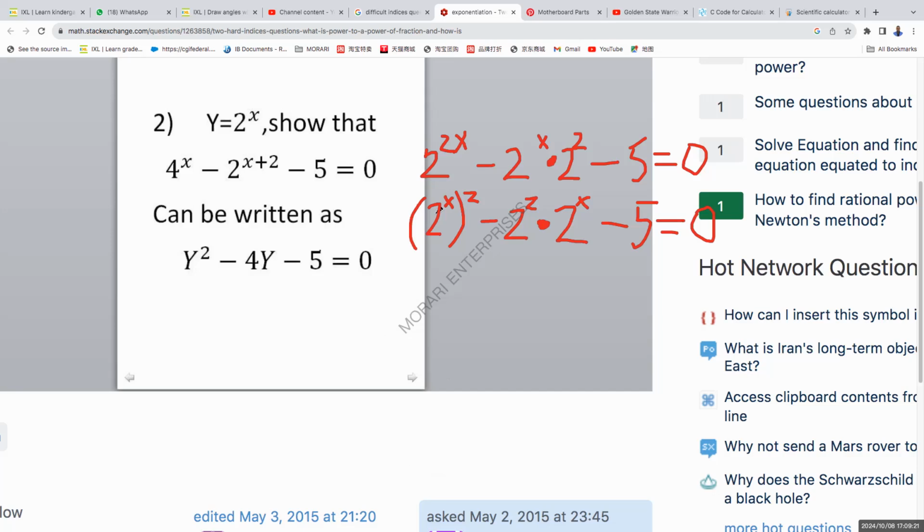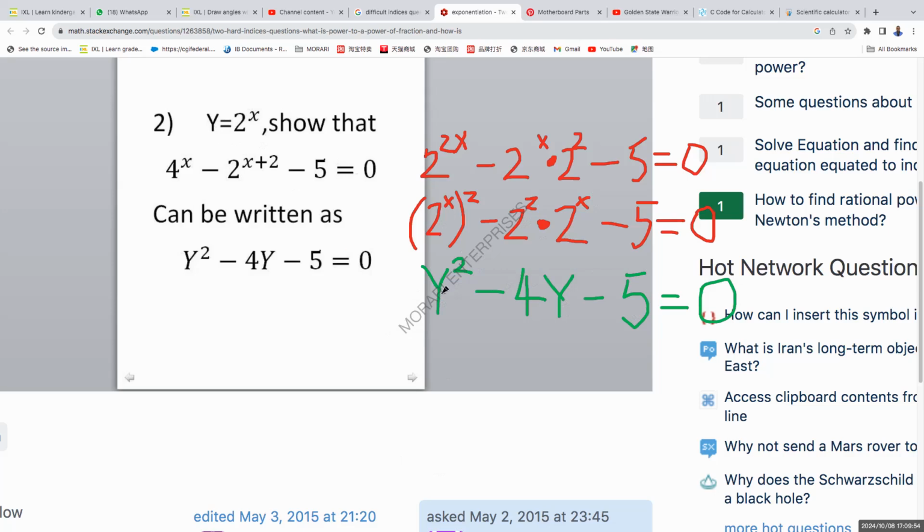So here, 2 to the power x, now I can say, let 2 to the power x be y. So all this becomes a new variable, y, and that will be just y squared. And then 2 to the power 2 is 4, times 2 to the power x, which is y. So it will be 4y, and then minus 5, and then equal to 0.